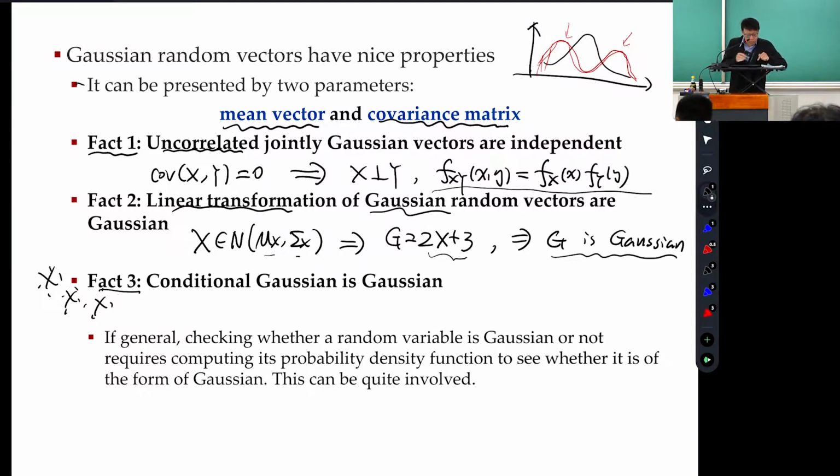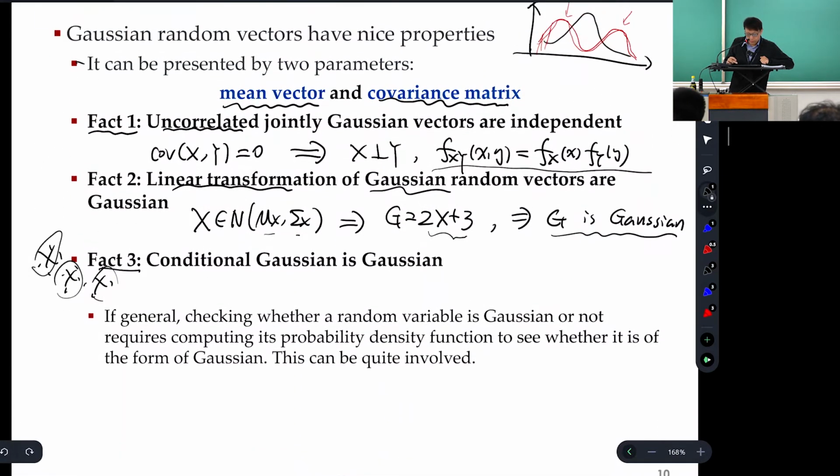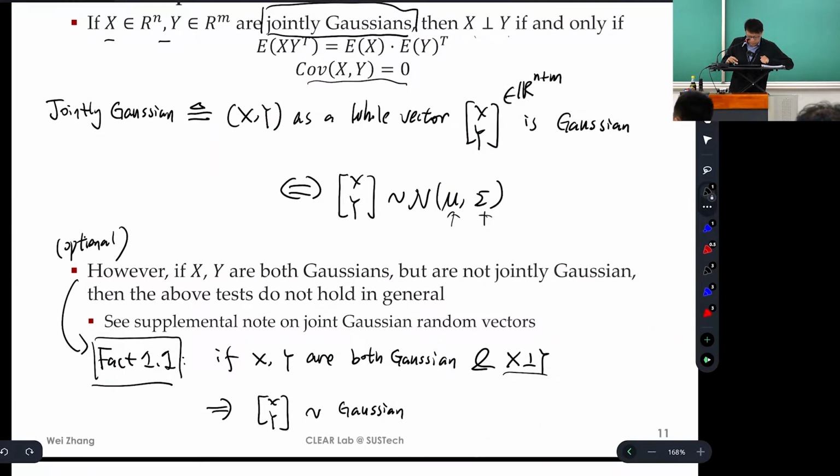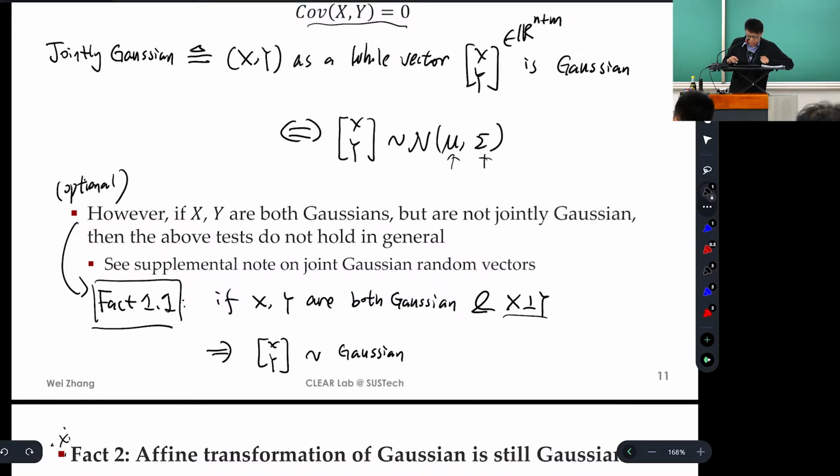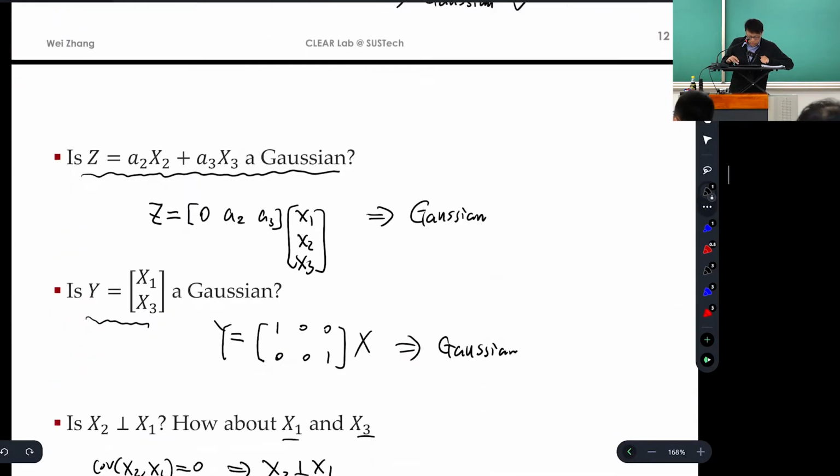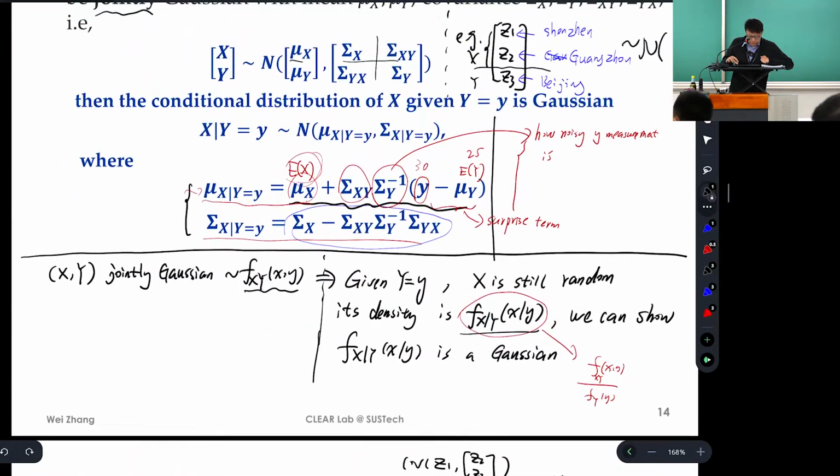The third one, on which I put a lot of emphasis, is that conditional Gaussian is Gaussian. So how should we, let me see whether I have other ways to explain that. Yes, okay, where is it? Conditional Gaussian is here.